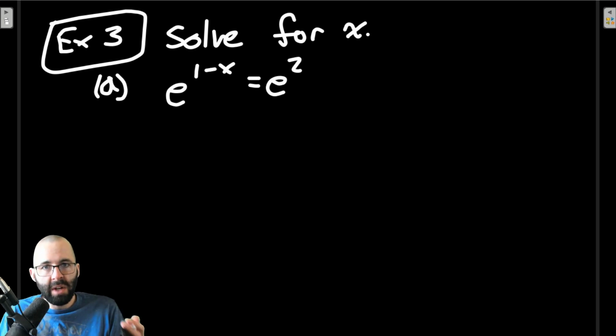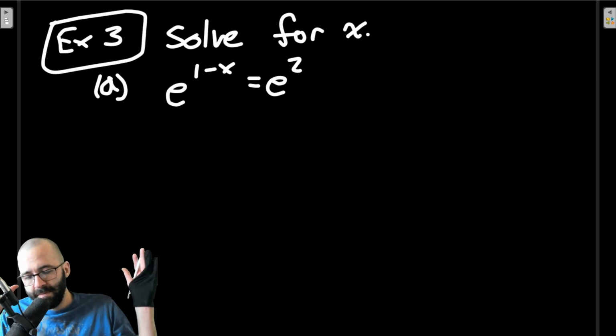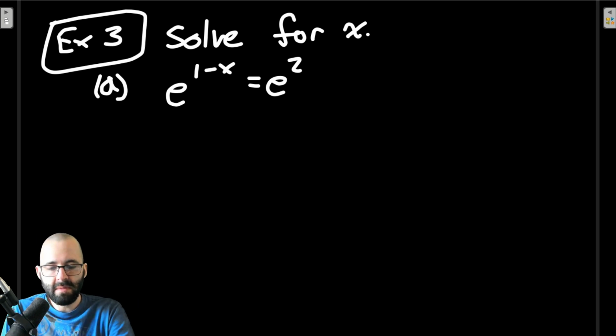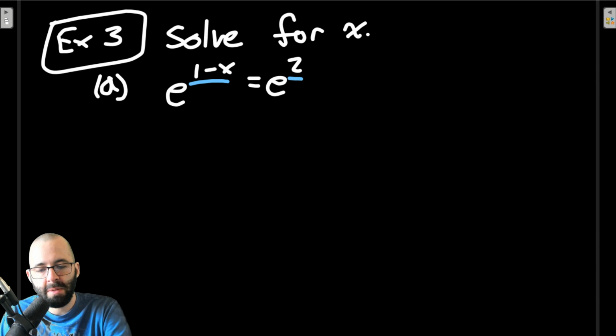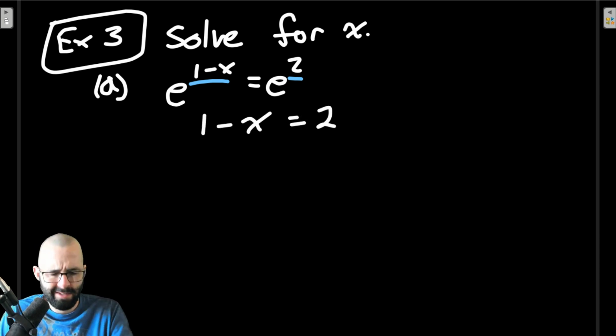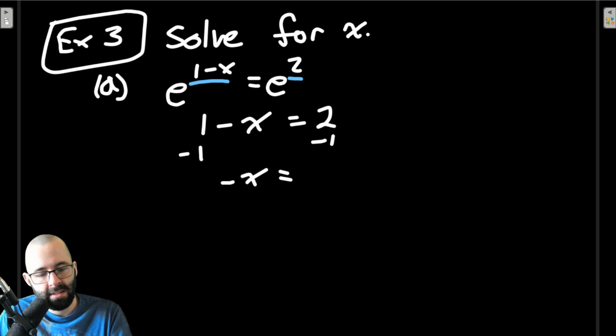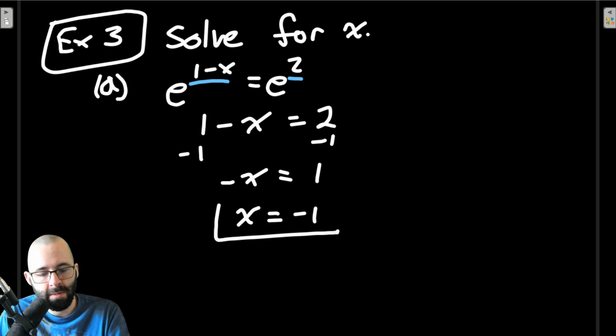If we have two exponential functions equal to each other, they're one-to-one functions. So that means their insides have to be the same. Right? This blue thing and this blue thing have to be the same. We just say, okay, when are they the same? Oh, this equation is a heck of a lot easier to solve than where I started. Right? Let's subtract 1 from both sides. We'll get negative x is equal to positive 1. Divide both sides by a negative 1, and we'll get x is negative 1.